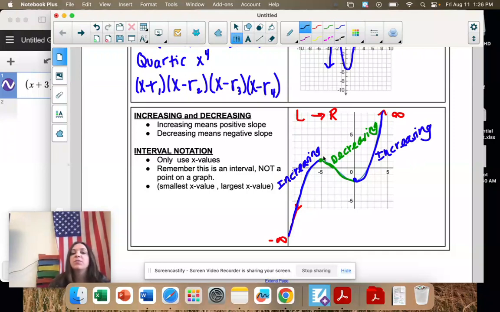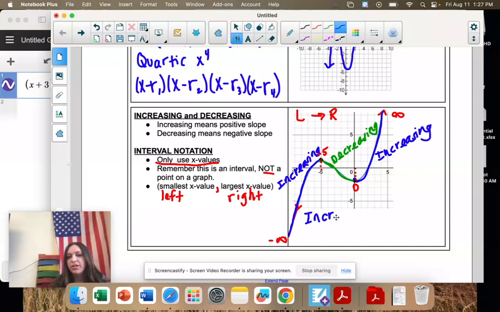So we need to figure out what are these points? These are called the turning points. What's the value at those points? And we only use x values. So sometimes it helps to draw a line to the x-axis because that's the number you want. You want -5 and 0. So these numbers are going to be in our intervals: -infinity, -5, 0, and infinity. And an interval is not a point, it's an interval, and we write the smallest x value, that's the one on the left, comma, the largest one, which would be on the right.